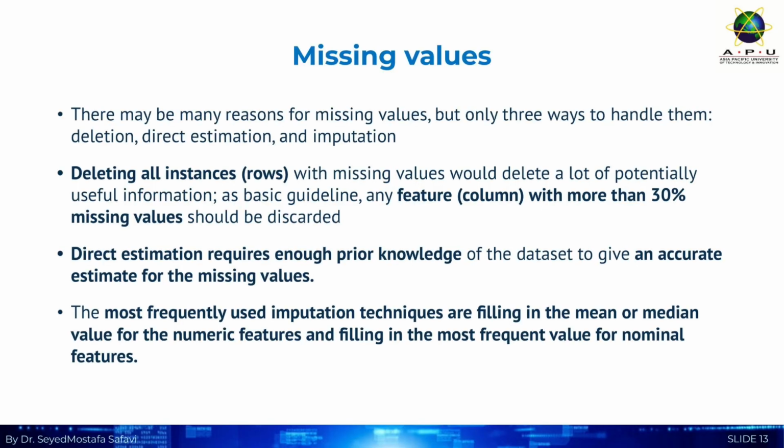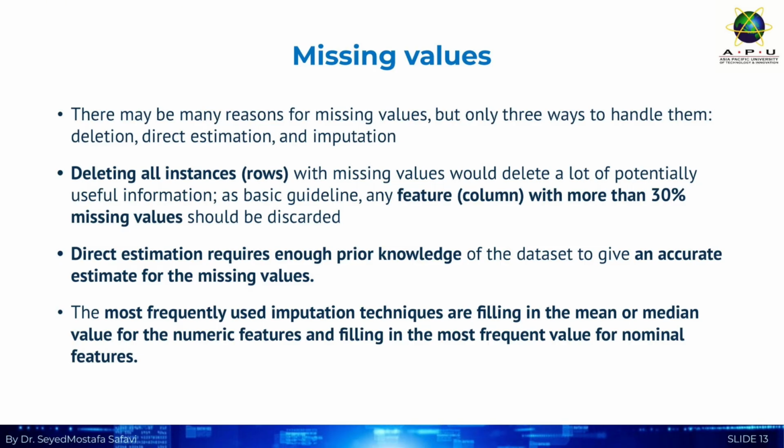Your data is rarely perfect. It's like having gaps in a puzzle. Missing values are a big problem. We have three main treatments. Deletion. We can delete features, columns, with more than 30% missing values, or delete all instances, rows, with missing values. Direct estimation. This requires prior knowledge to make an accurate, informed guess. Imputation. The most common fix, where you fill in the missing spots with the mean or median for numbers, or the most frequent value for categories.